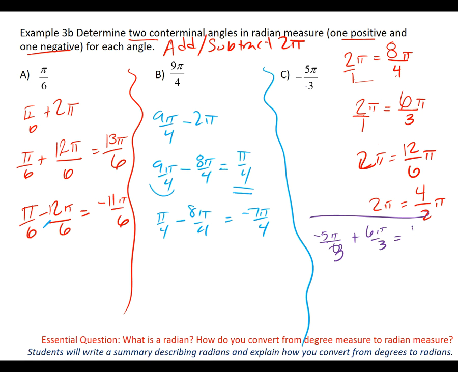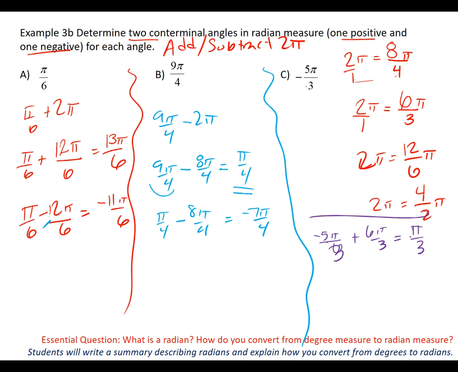Pi over 3. So do we get a positive or a negative? Positive. So we've got one of the angles. We got the positive one. How am I going to get a negative angle? Should I add again? Should I subtract from the pi over 3 or the negative 5 pi over 3? If I subtract from this, aren't I going to get back to this one? So shouldn't I subtract from the original there?